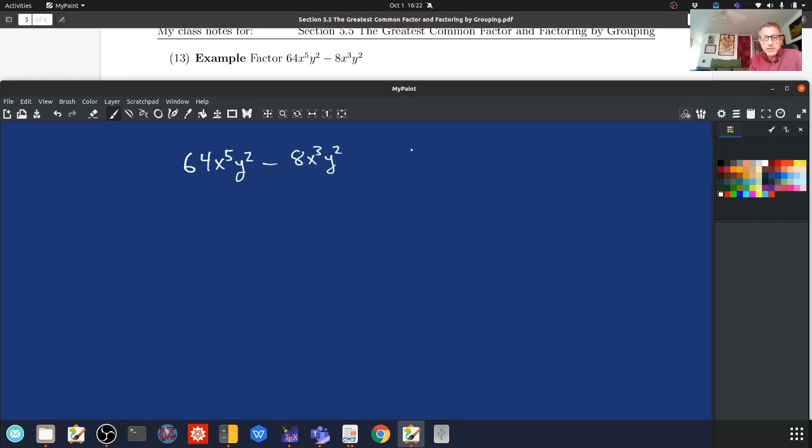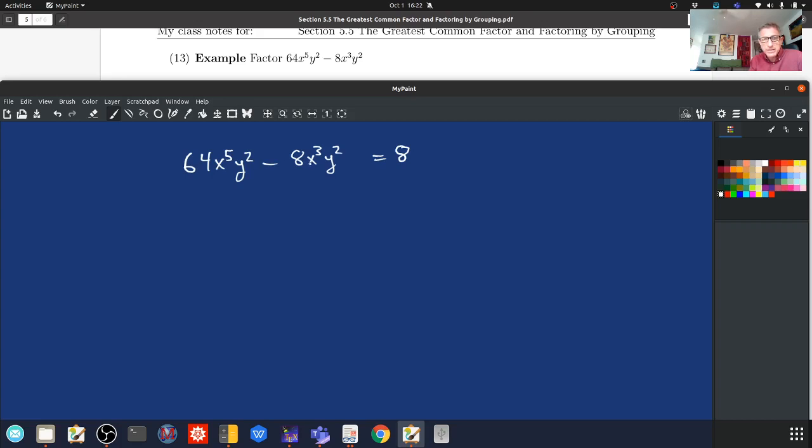Let's see if we can just find the GCF. So 64 and 8, those are my two integers. I know my GCF is going to be less than or equal to 8 and greater than or equal to 1. Does 8 evenly divide 64? It does. 64 divided by 8 is 8. So my GCF of my constant terms is 8.